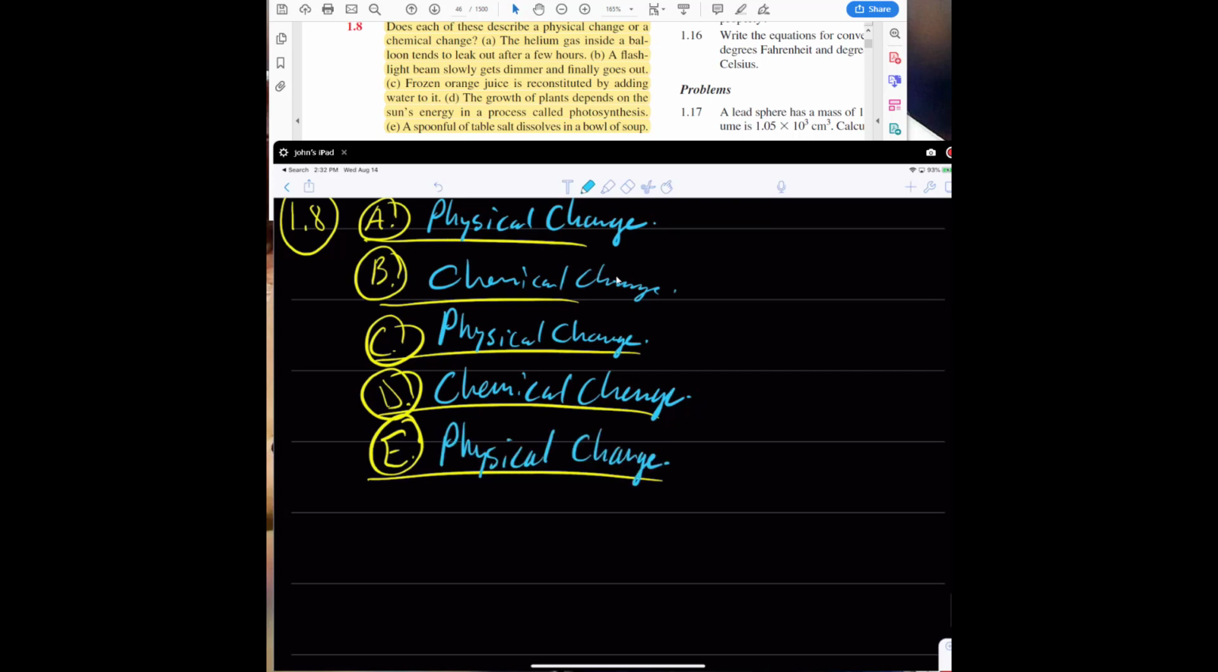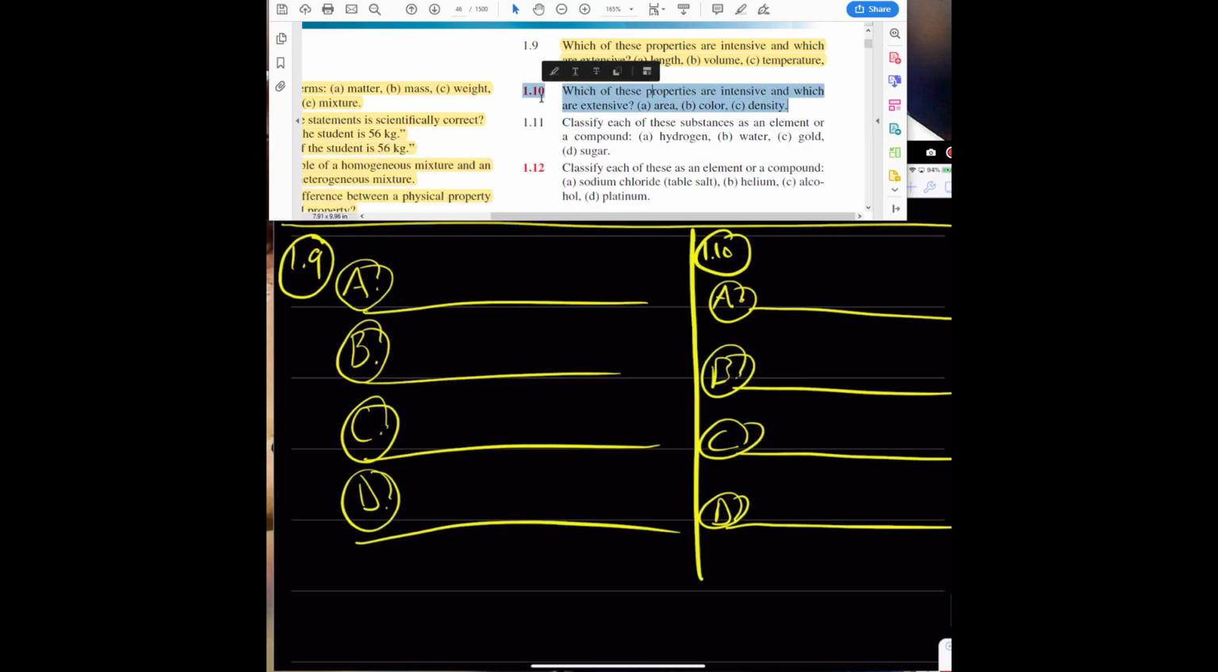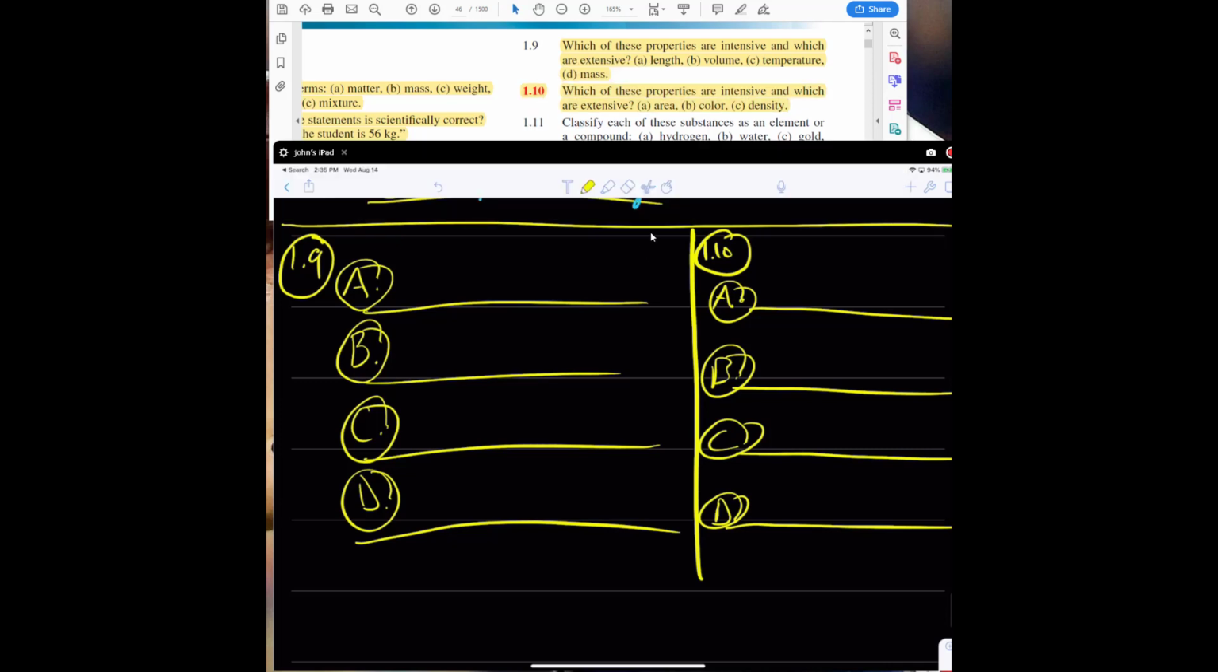Here we have it. Physical, chemical, physical, chemical, physical. Okay, so back to question 1.9 and 1.10. We're going to do both of these together because they both want the same type of answer, as we can see. So we'll start with number 9.